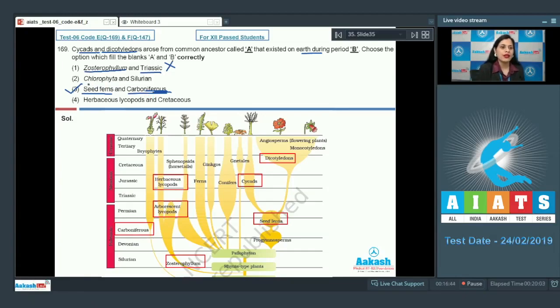The next option given is Chlorophyta and Silurian, and this is an incorrect option because the ancestors for cycads and dicotyledons existed on Earth during which period? The Carboniferous period and not during the Silurian period. The last option given is herbaceous lycopods and Cretaceous, and this is an incorrect option because these herbaceous lycopods are not common ancestors for cycads or dicotyledons. So the correct answer to this question is option number 3. Let's proceed to the next question.